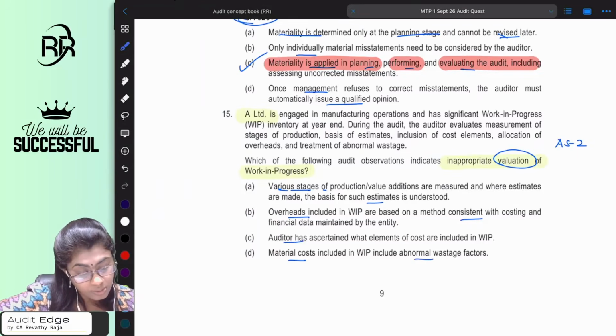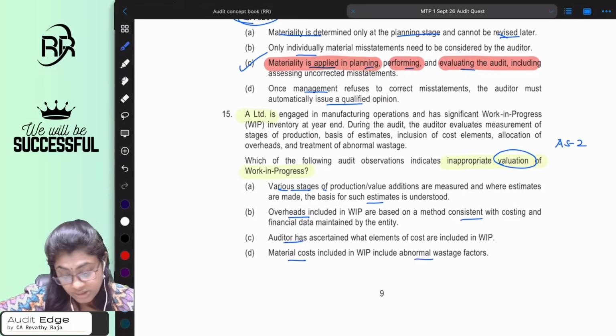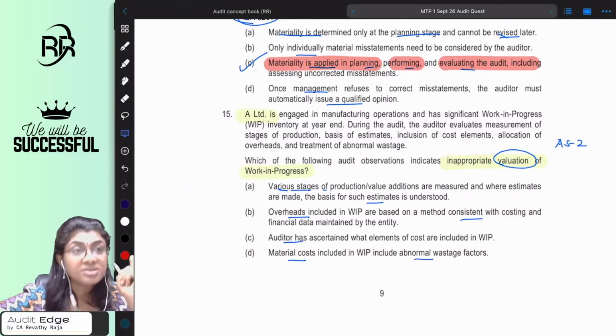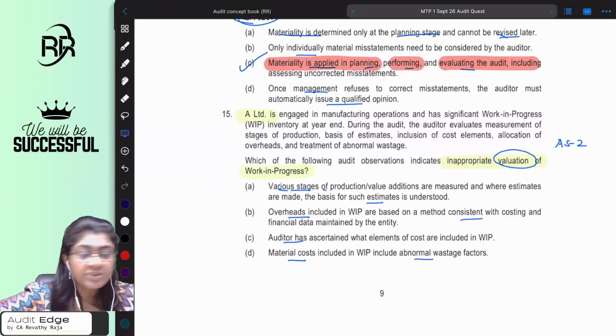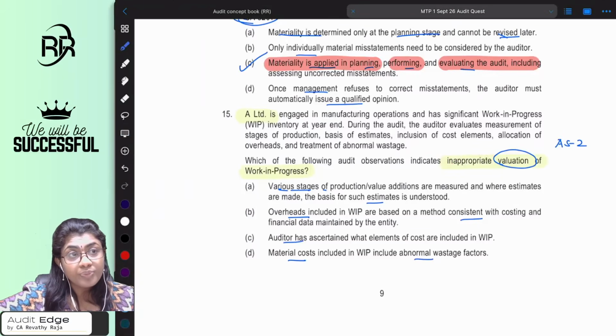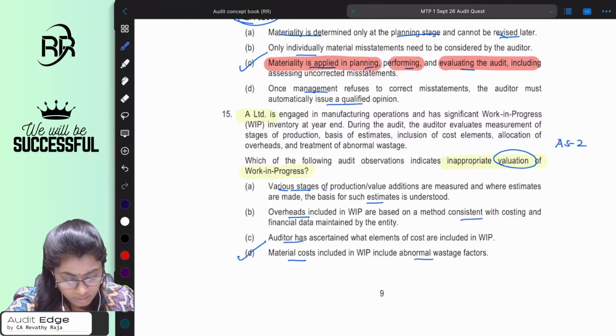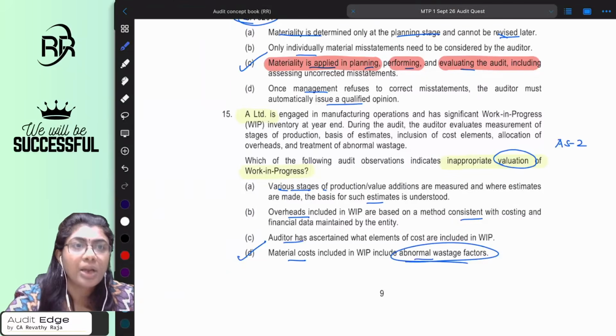Material costs will include abnormal wastage. See, they want inappropriate, meaning incorrect, they want. Which is incorrect, guys? We learn in AS 2 regarding the abnormal that won't be included in the material cost. So answer is B. Why abnormal?